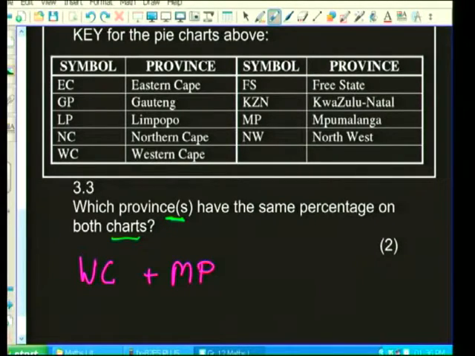Right, and you can write it as the symbols, because they've given you the symbols and they've given you the explanation. It might be a good idea to write them out more, but we've got that answer. Right, let's move on to the next question.